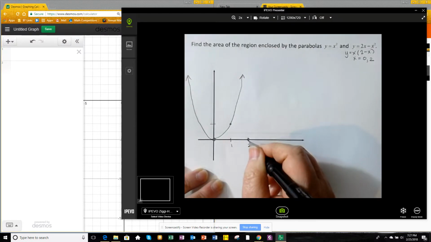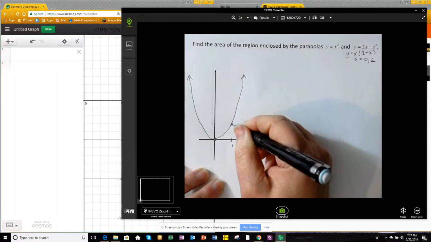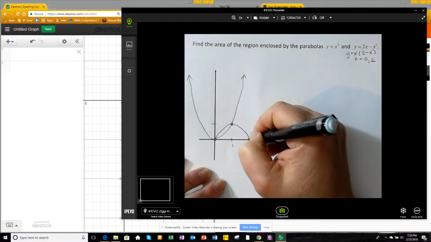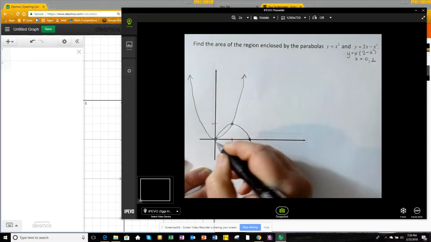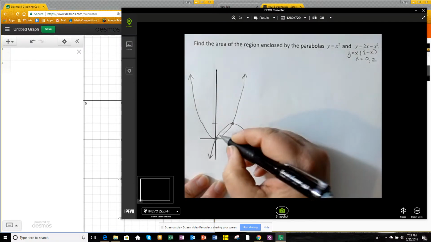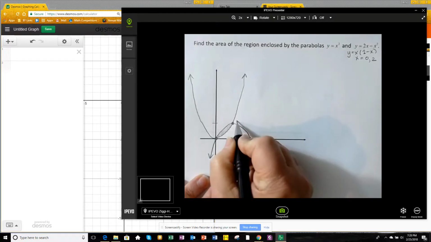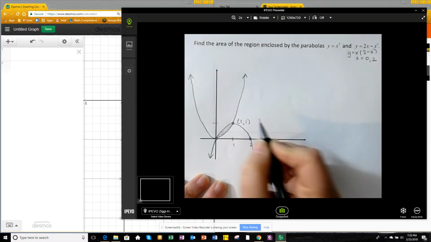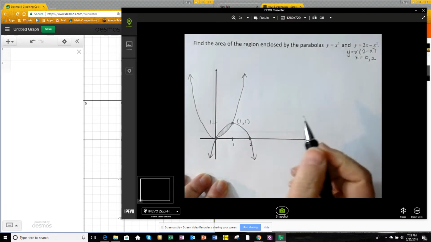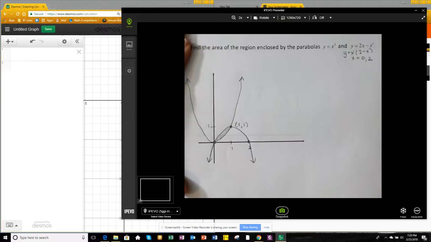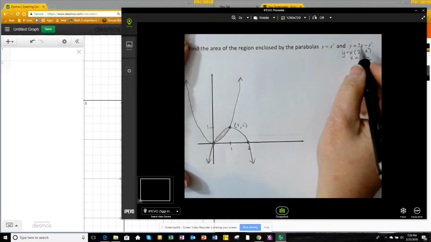If these are the x-intercepts, then this is going to be the vertex, because the vertex is always halfway between. And that's going to be this area right here in between. Now we lucked out here that this was 1, 1. But let's say we didn't know that. How would we find the points of intersection? Well, what we'd have to do is set these two functions equal to each other.